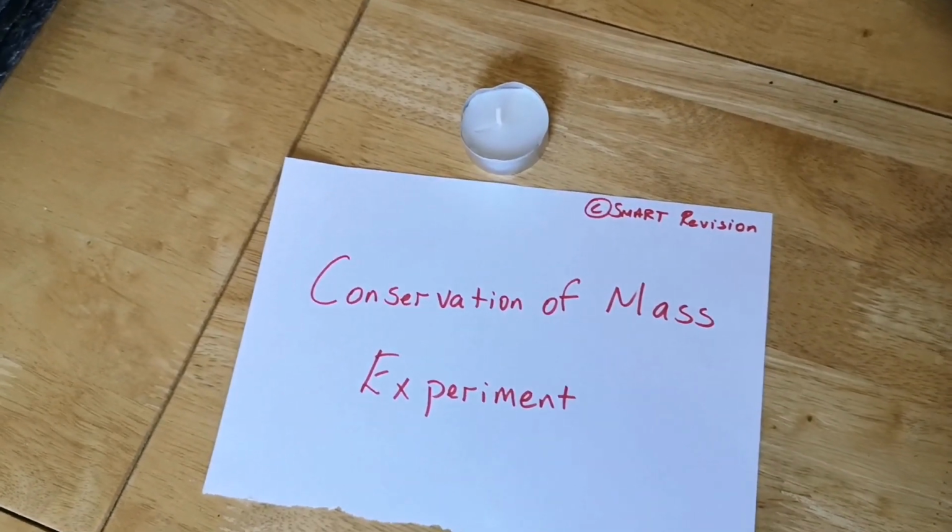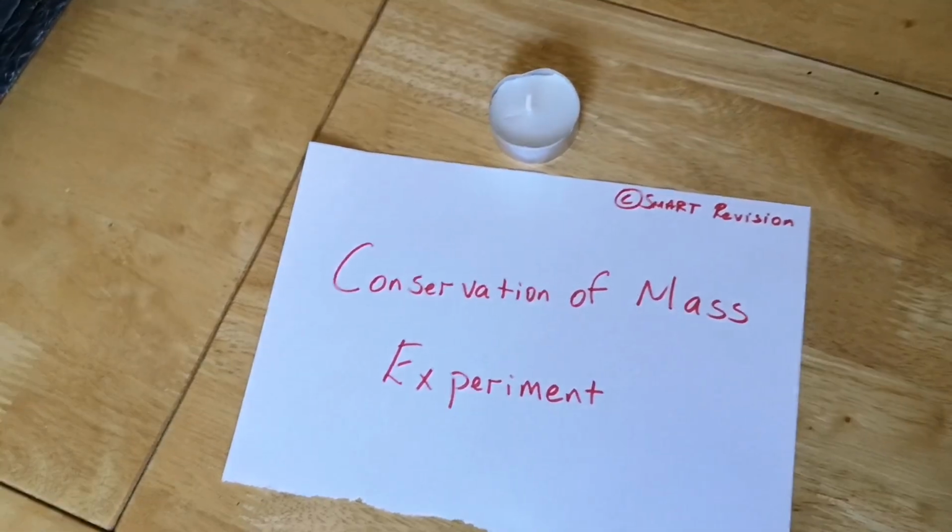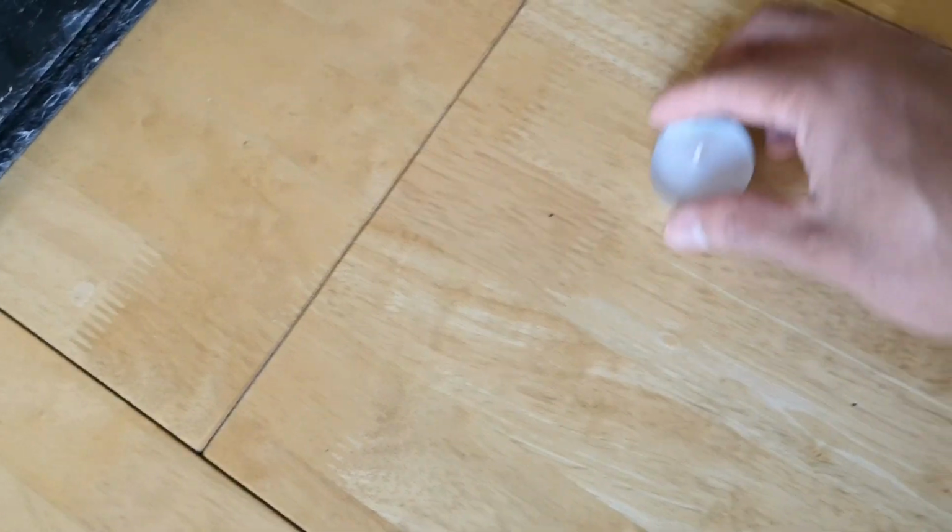Today we're going to look at conservation of mass. I'm going to show this by a simple experiment, and all I need is a tea light. So what I'm going to do with that tea light is get a balance.